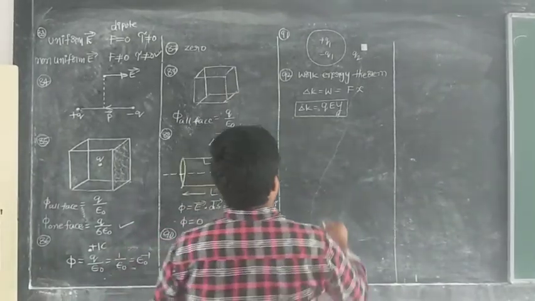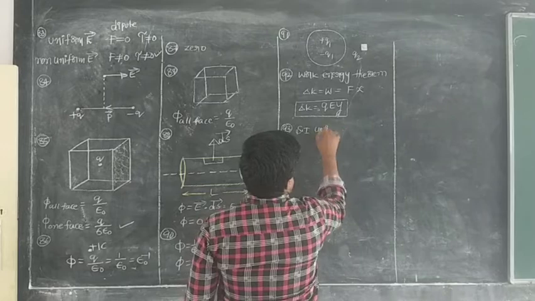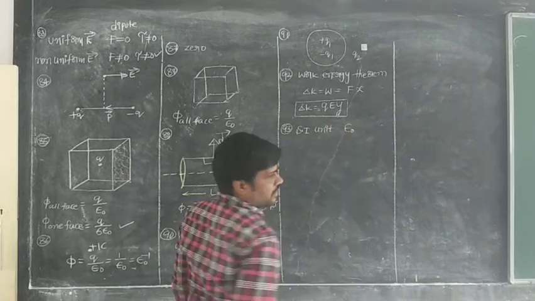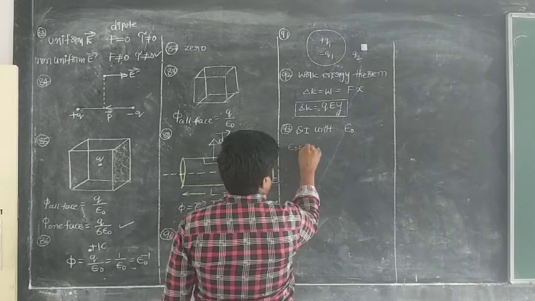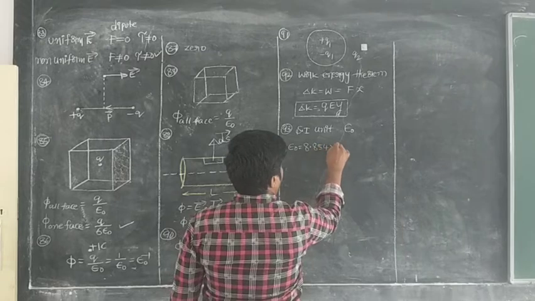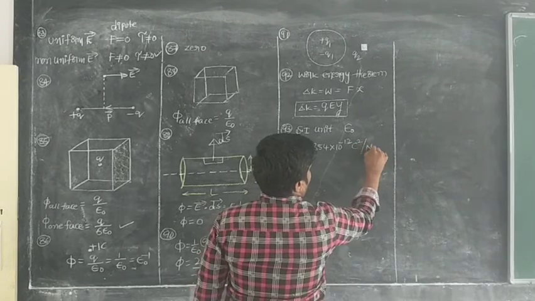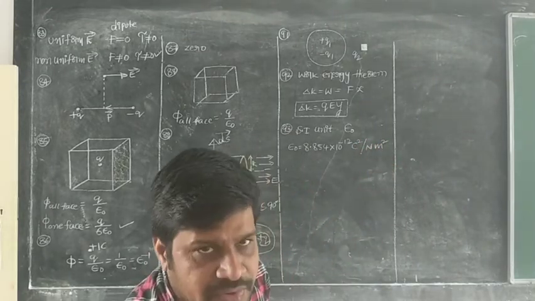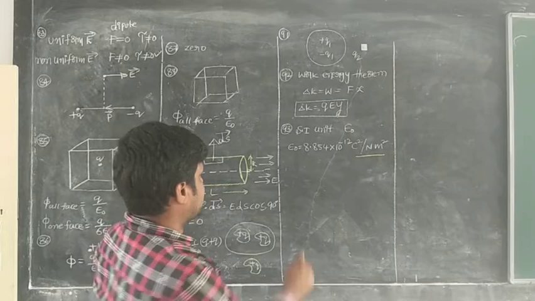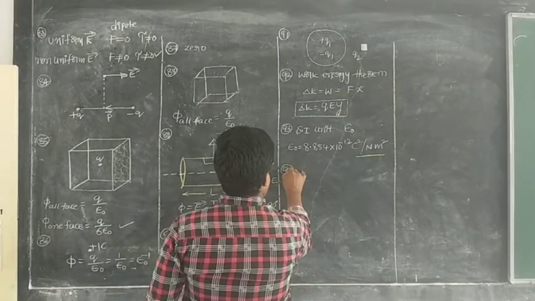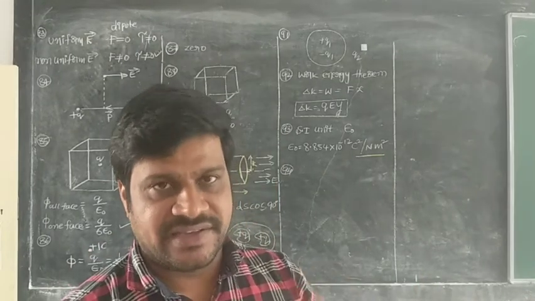Next, 93. What is the SI unit of permittivity? The SI unit of permittivity means epsilon naught. We can write the value of epsilon naught as 8.854 into 10 power minus 12. The unit is coulomb square per Newton meter square. So the SI unit of permittivity is coulomb square per Newton meter square. This is the answer, and it is the fourth option.